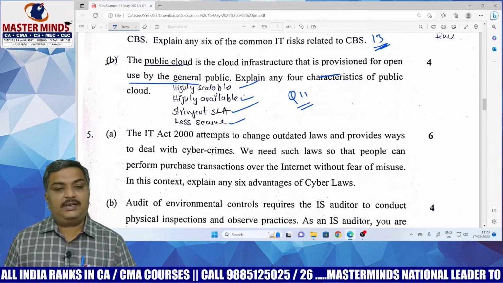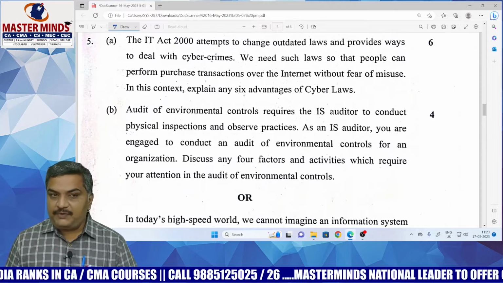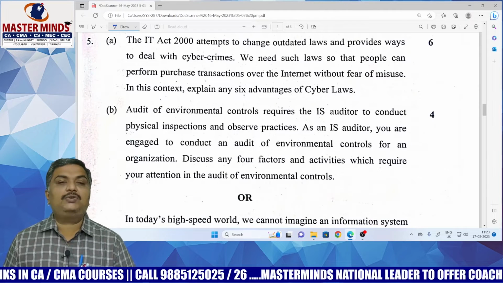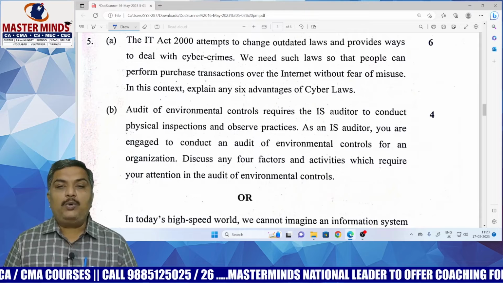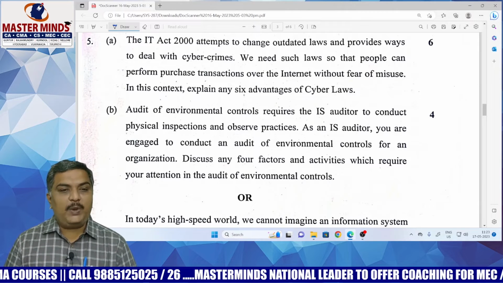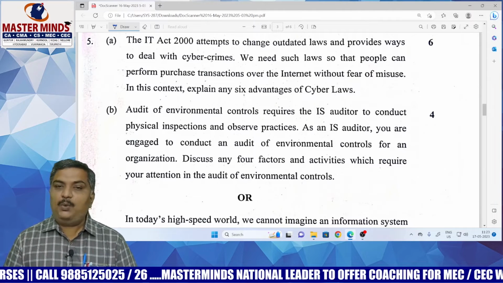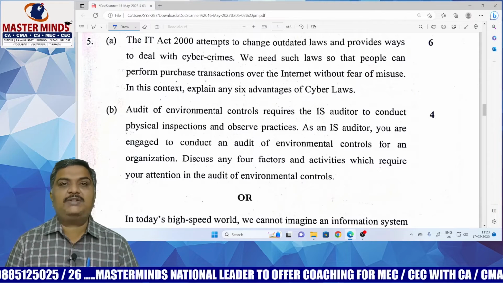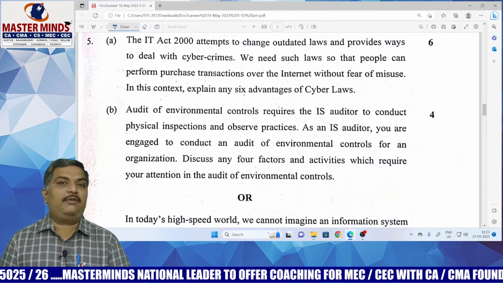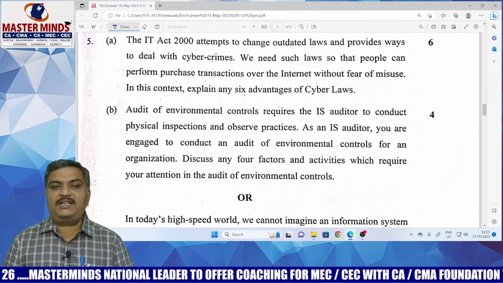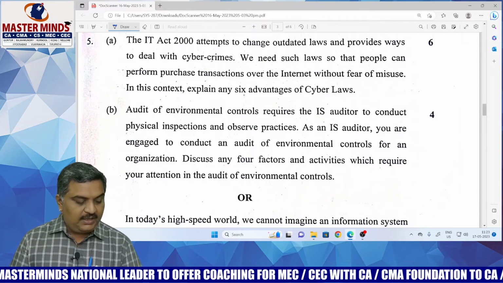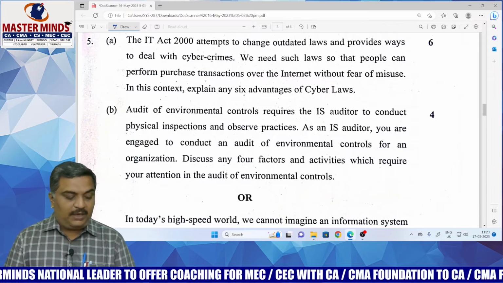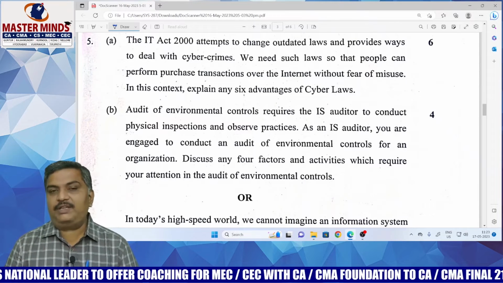And now let us turn towards the 5th question. The IT Act 2000 attempts to change outdated laws and provides ways to deal with cyber crimes. We need such laws so that people can perform purchase transactions over the internet without fear of misuse. In this context, explain any 6 advantages of cyber laws. So what are the advantages of cyber laws that we need to write here?